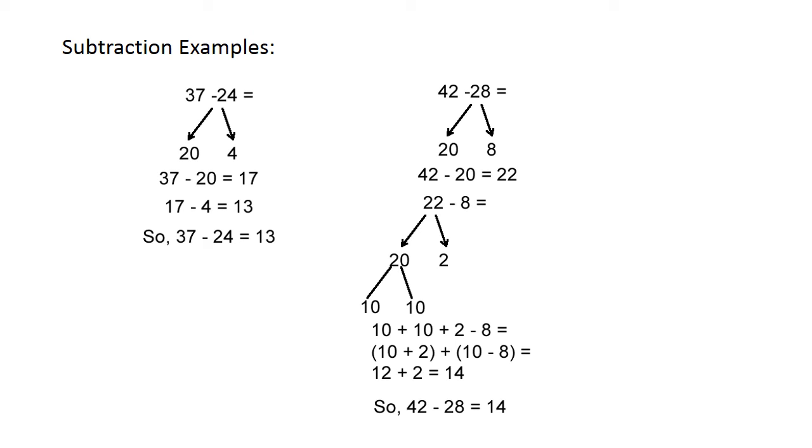We now use our properties of addition to reorder the numbers. 10 plus 2 plus 10 minus 8. If we do the 10 plus 2, we get 12. 10 minus 8 equals 2, and the number would then be 14, because 12 plus 2 equals 14. I know it sounds like a long way to come up with the answer, but by practicing this, students will get better at doing the math in their head, and that's the whole objective of this standard. So 42 minus 28 equals 14.